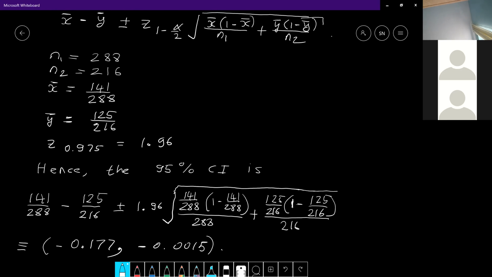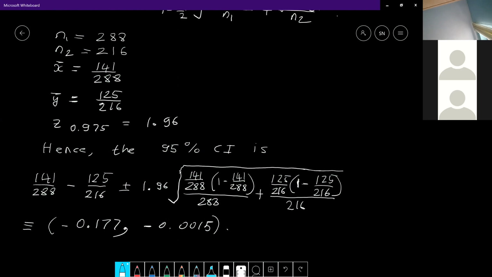So what this implies is that px minus py is possibly less than 0. In other words, the proportion voting in the presidential election in California is less than the proportion voting in the presidential election in Colorado, right? Okay, guys, so that's question number 5.